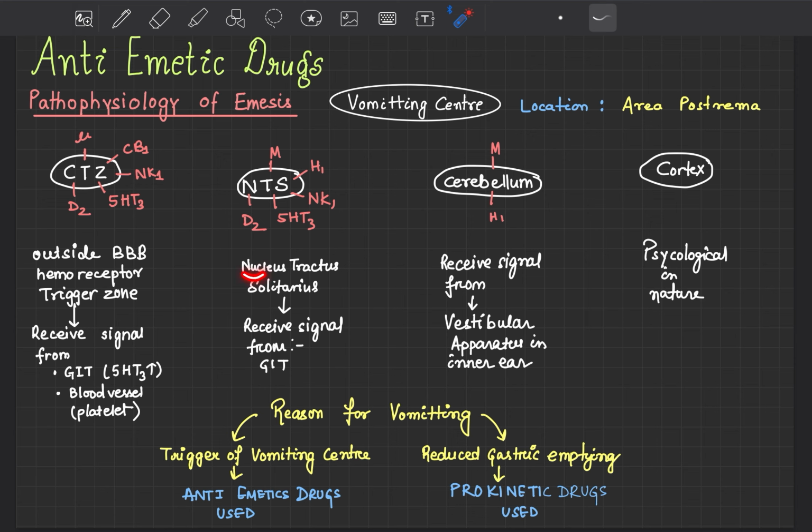Then we have the nucleus tractus solitarius. The receptors present here are M, H1, NK1, 5-HT3, and D2. It receives signals from the GIT. Then we have the cerebellum. It has M and H1 receptors. It receives signals from the vestibular apparatus in the inner ear, which is also responsible for road sickness, or what we say motion sickness.